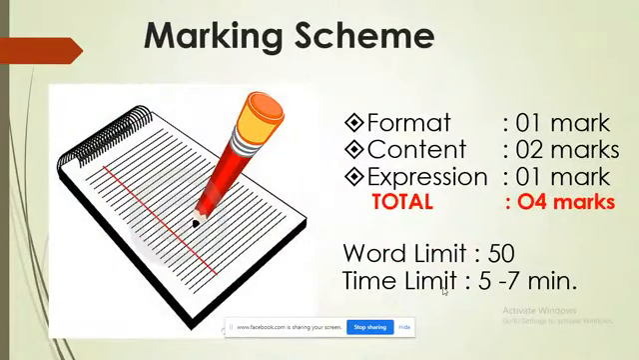Now let us come to the marking scheme. What is the marking scheme of a poster? Dear children, the marking scheme of the poster is the same as the other short compositions that class 11th and class 12th have studied. The format carries 1 mark, content carries 2 marks, expression carries 1 mark, so altogether 4 marks. The word limit is 50 words and the time limit is 5 to 7 minutes.